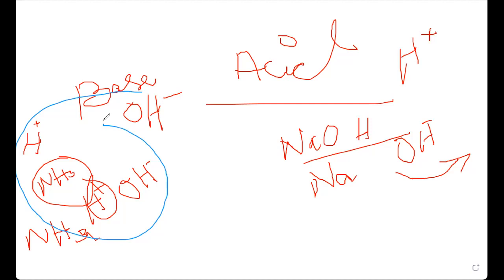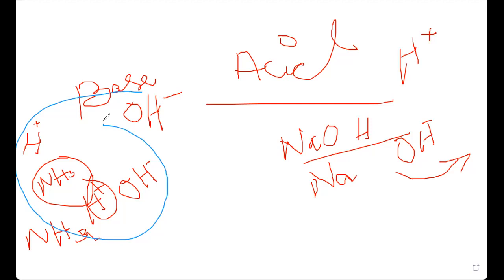And why is ammonia a base? Because when you are dissolving ammonia into the water to make it aqueous, it is dissociating water, and then it is accepting H plus ion from water to become NH4 positive. Acid donates proton to the water, base accepts proton from the water.